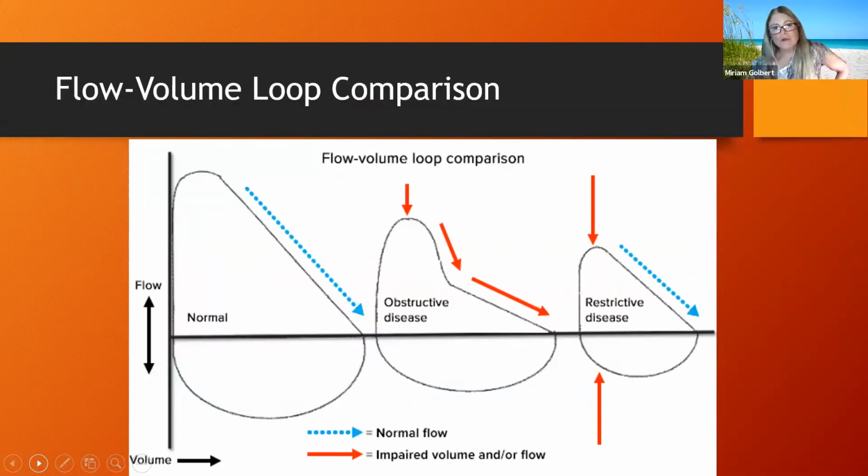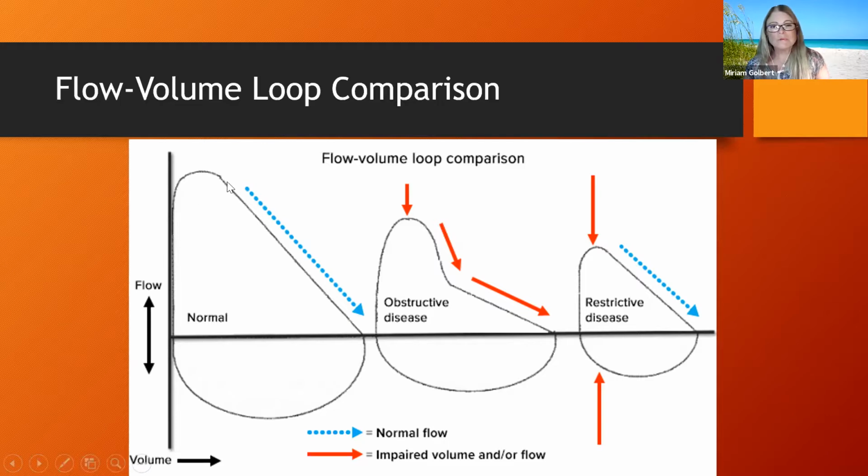So this is the flow volume loop comparison to tell you how the obstructive or restrictive diseases are. So normal, you can see the normal flow of the air. And as I said, we're measuring exhalation, right? Because we have a mouthpiece. We can't really measure inhalation because you have to put a probe inside your lungs, and that's not very easy, right? But we're measuring exhalation, but it has to do with your inhalation, right? If you inhale more, you're going to exhale more.